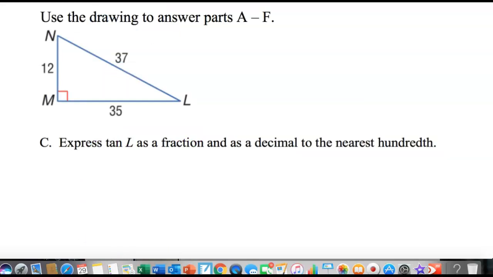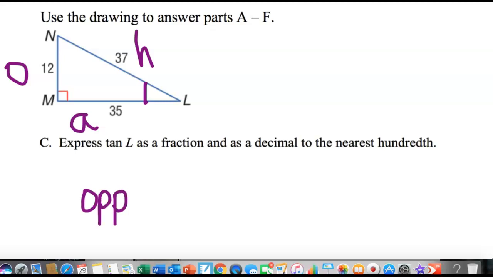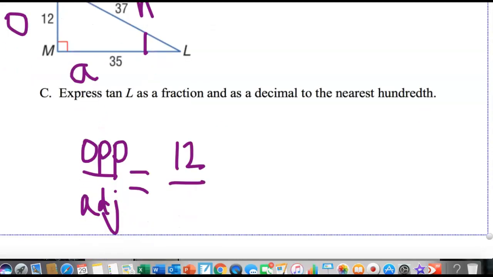Okay, the next one, this one again is talking in terms of L. So I really am not changing anything. Here's my opposite, here's my adjacent, here's my hypotenuse. But again, tangent is going to be opposite over adjacent. And the opposite side here would be 12, and the adjacent side is going to be my 35. I'm just going to leave that as my fraction.